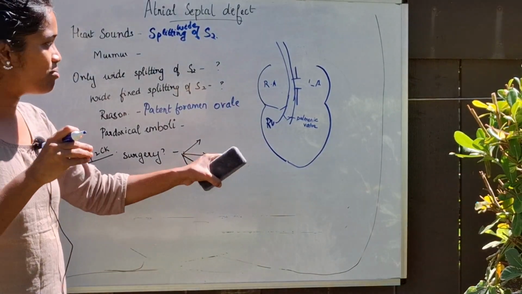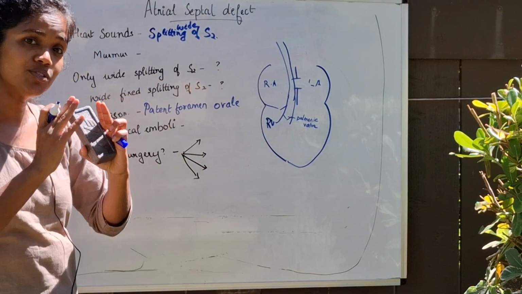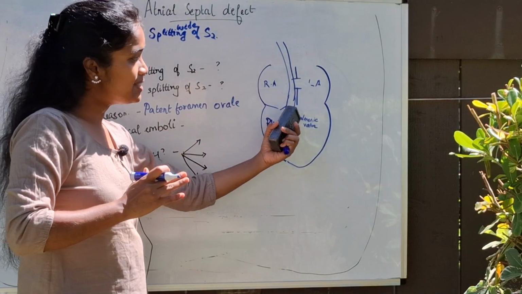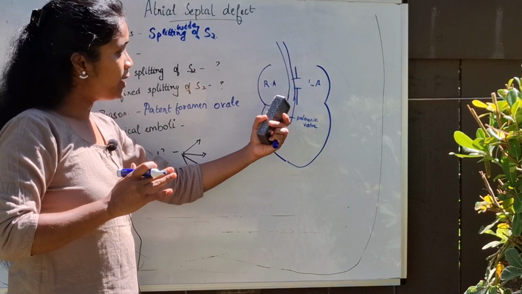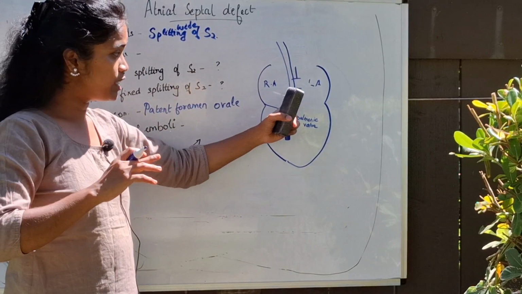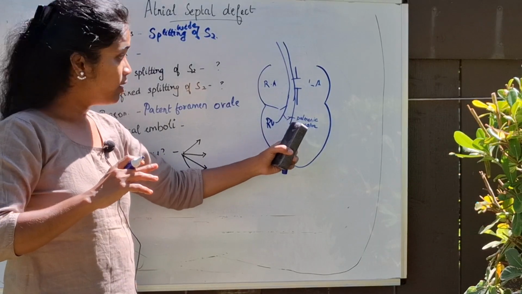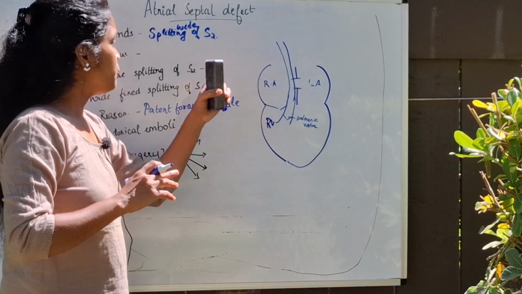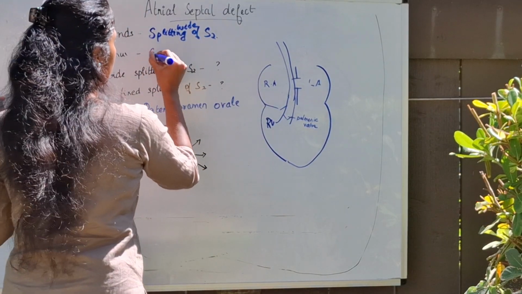When the right ventricle undergoes systole, the blood enters into the pulmonary artery, thereby a large quantity of blood enters through the pulmonic valve as such. Therefore, you have a systolic murmur.